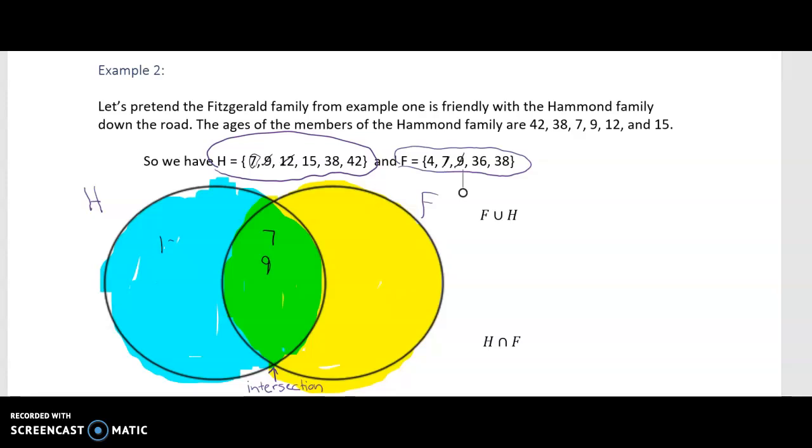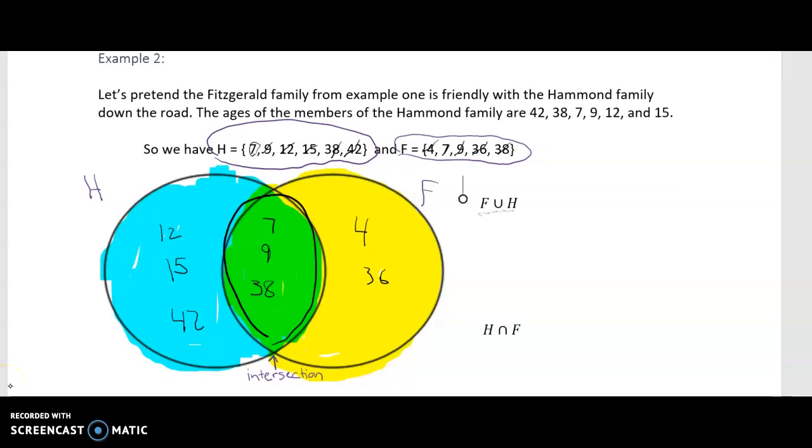12 is only for the Hammond family. 15 is only for the Hammond family. 38 occurs in both families. And 42 occurs for the Hammond family. Looking over at the Fitzgerald family, I haven't used 4 yet, so I'll put that for Fitzgerald. We'll have 36. And that is all the numbers.